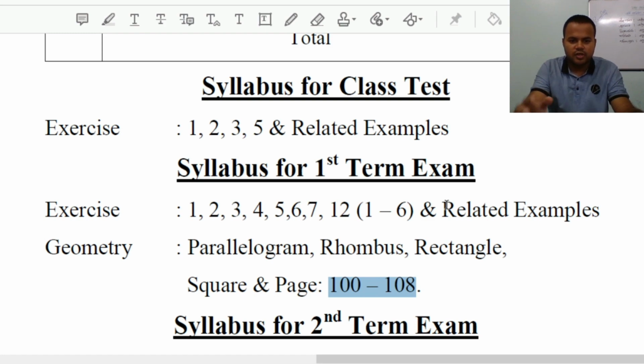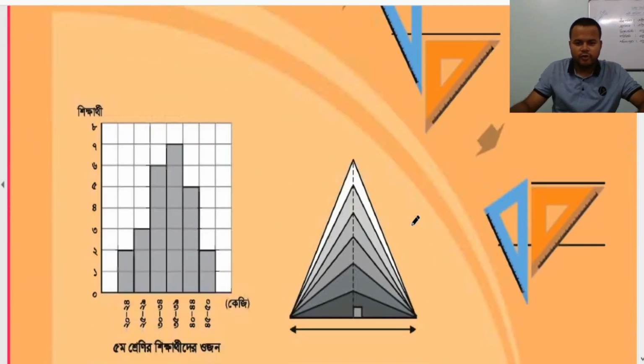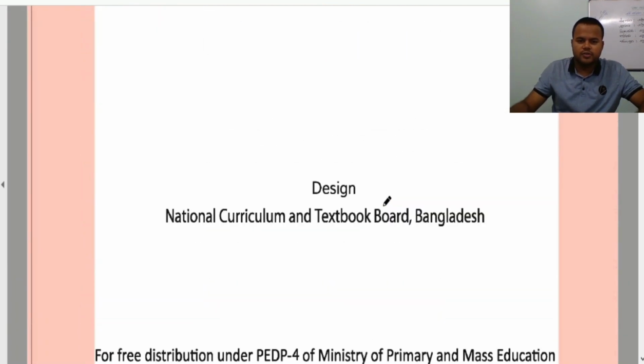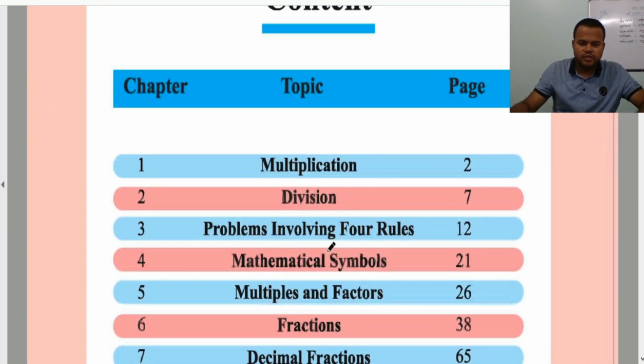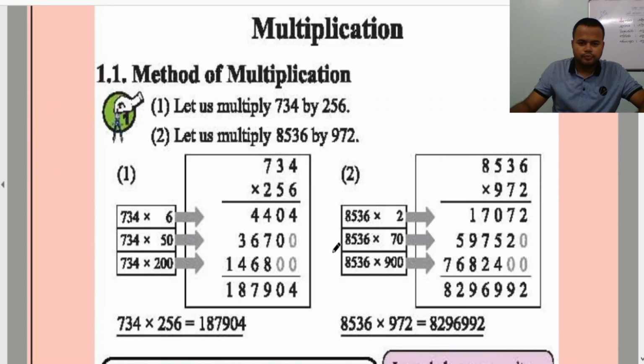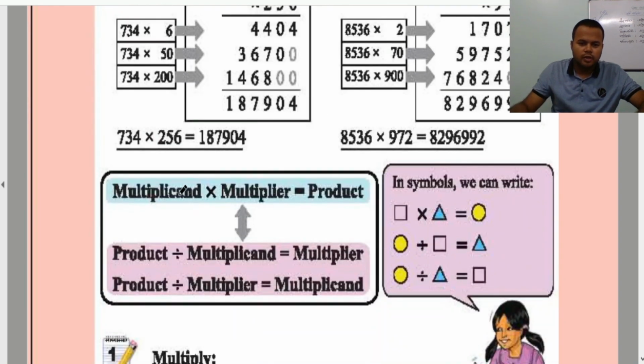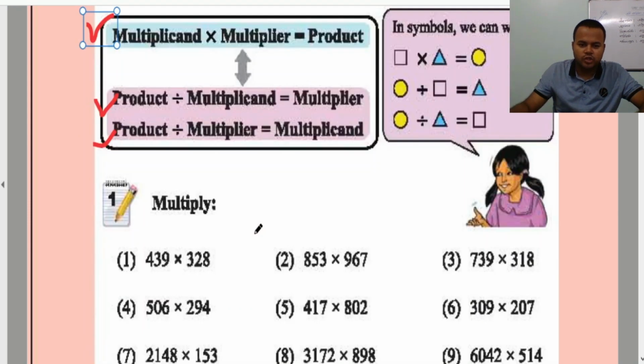Okay, let's start with chapter 1. The name of the chapter is multiplication. Here we have the method of multiplication. We already learned about this, and you have to remember this for short questions. Multiplicand into multiplier equals product, and if you divide product by multiplicand, then you have the multiplier. And also, if you divide product by multiplier, then you will have the multiplicand. So you have to remember this for short questions.